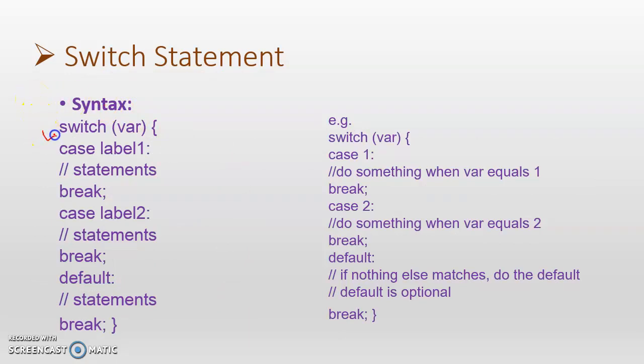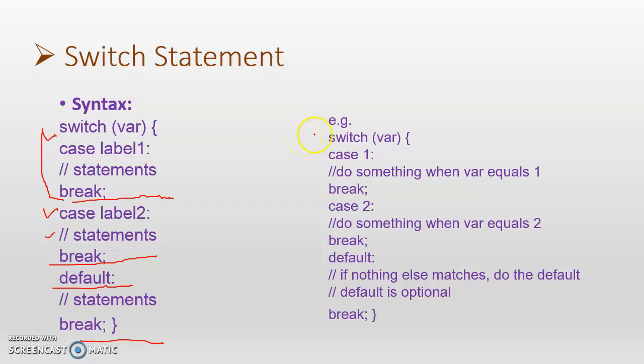This is the initial statement, switch. The variable is defined, then case label 1, and the statement follows that case, and there will be a break. So this is the first case of the switch statement. Similarly, there will be a second case label, its statement, and break. And this will be the second part, and then default is set as a default, and the break.